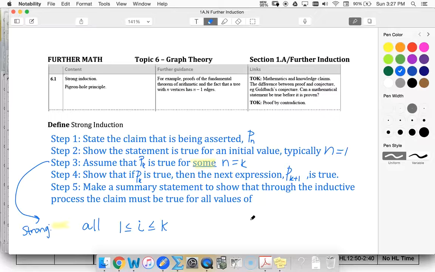And you don't have to say proof by strong induction when you say it's true by proof by induction. So in our next video, we're going to look at an example of how this works.